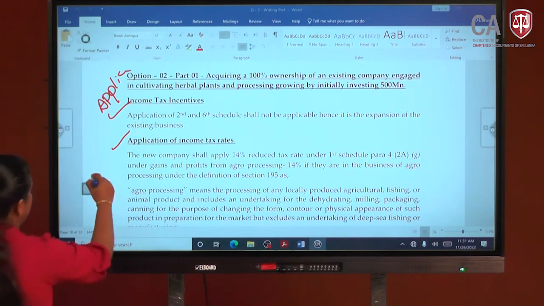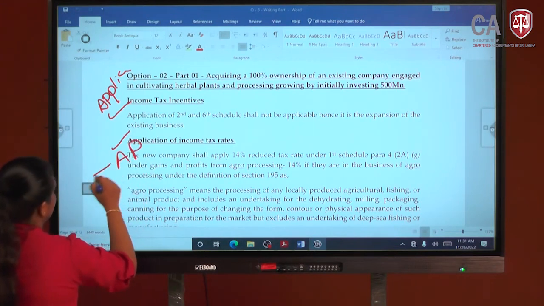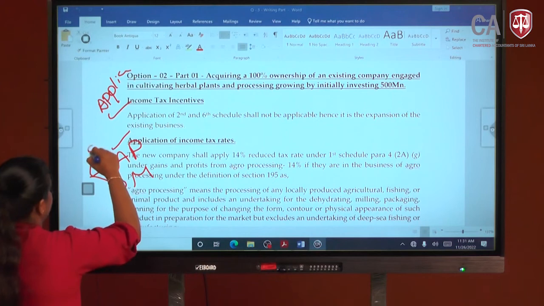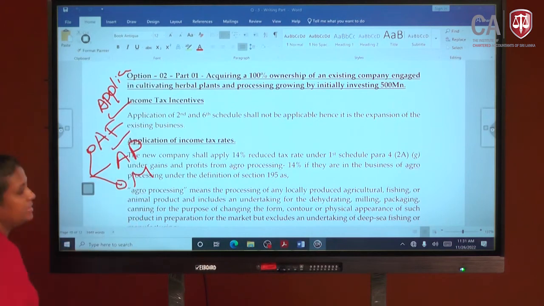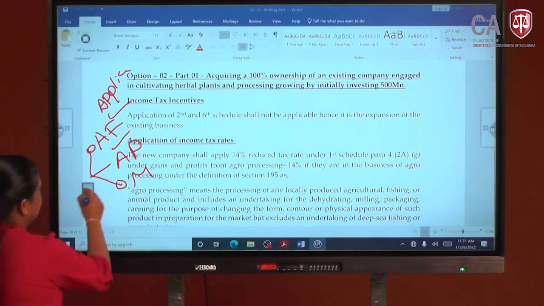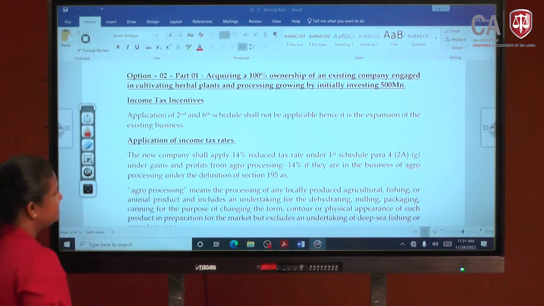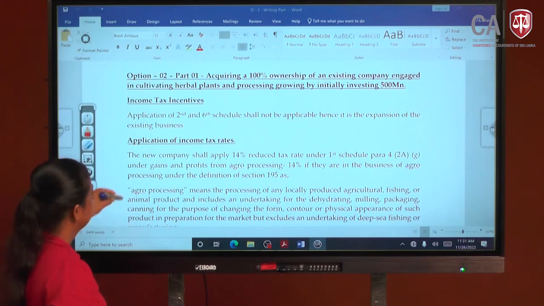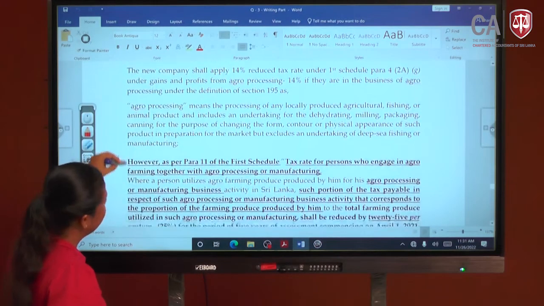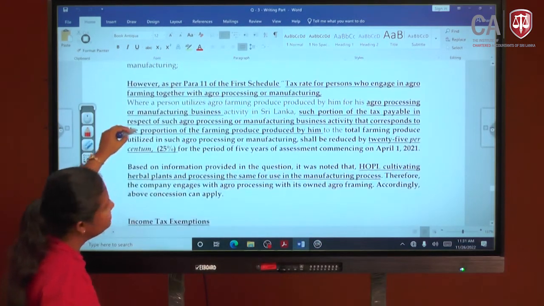Whether they are doing agro-processing and farming and manufacturing, maybe agro-farming. Now, according to this law, it is agro-processing, and what's the definition it has provided. Then the next one, I need to come back to this one specifically.